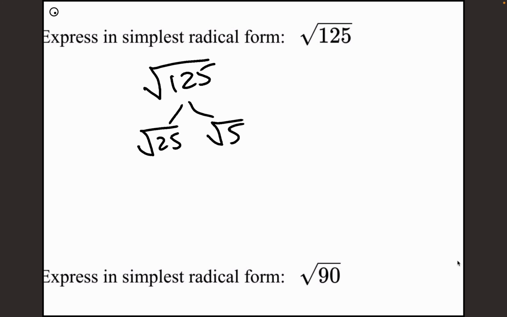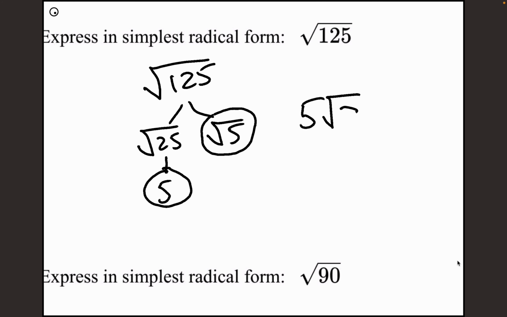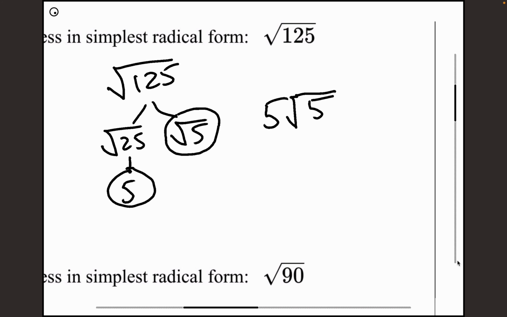Which one of these can we simplify? The left one. Square root 25 is 5. We got a whole number, so I'll circle it. And we cannot simplify square root 5 anymore. So what does that leave me with for my answer? Oops, I don't know why I put 3, I was thinking of the last answer. So it's 5 square root 5. All right, let's move on.